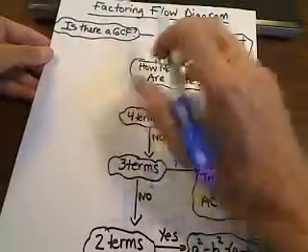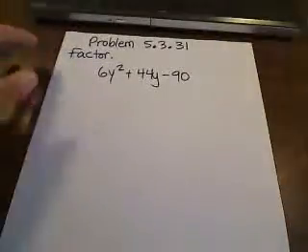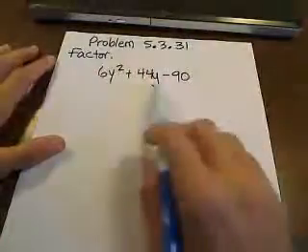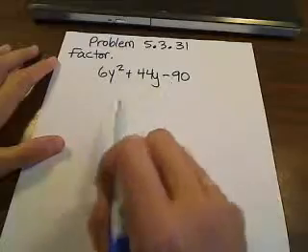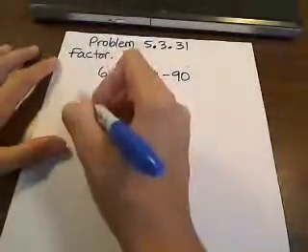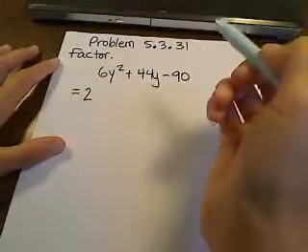But the first thing that our flow diagram says to do is always check to see if there is a greatest common factor. And if there is one, that we're going to factor it out. So you can see in this problem that there is a greatest common factor. All of these terms share in common a 2. And so the first thing that we're going to do is factor out the 2.